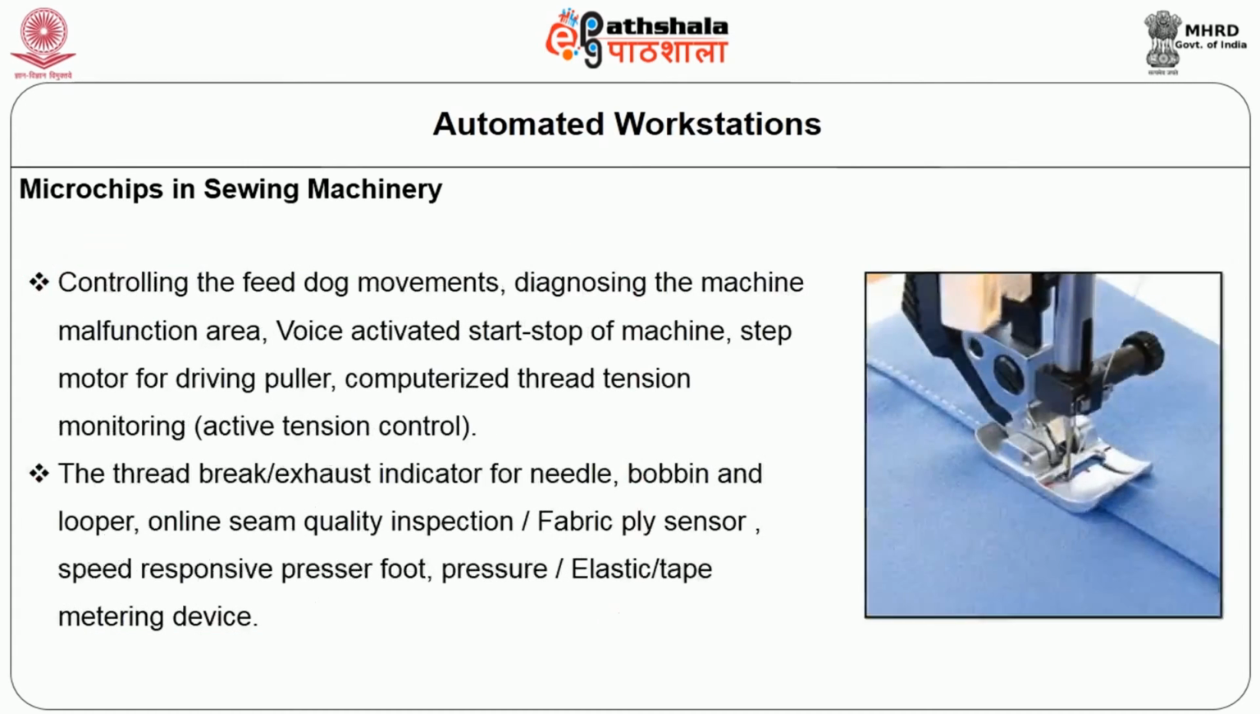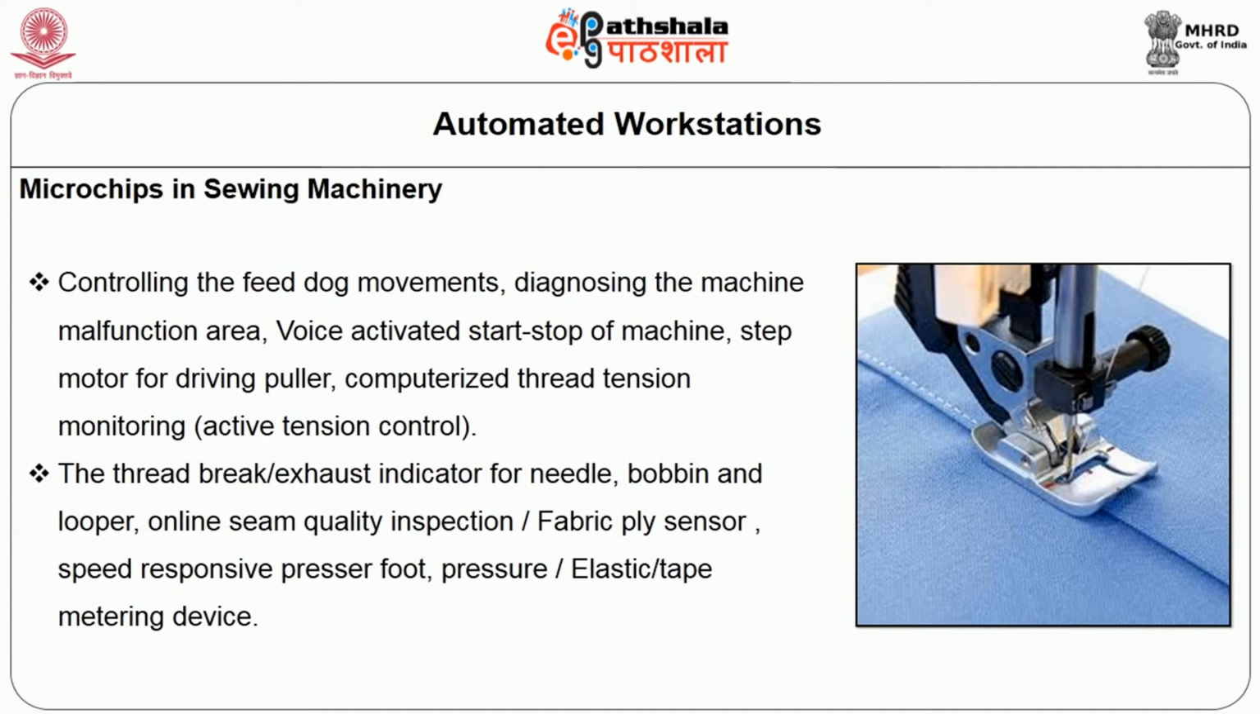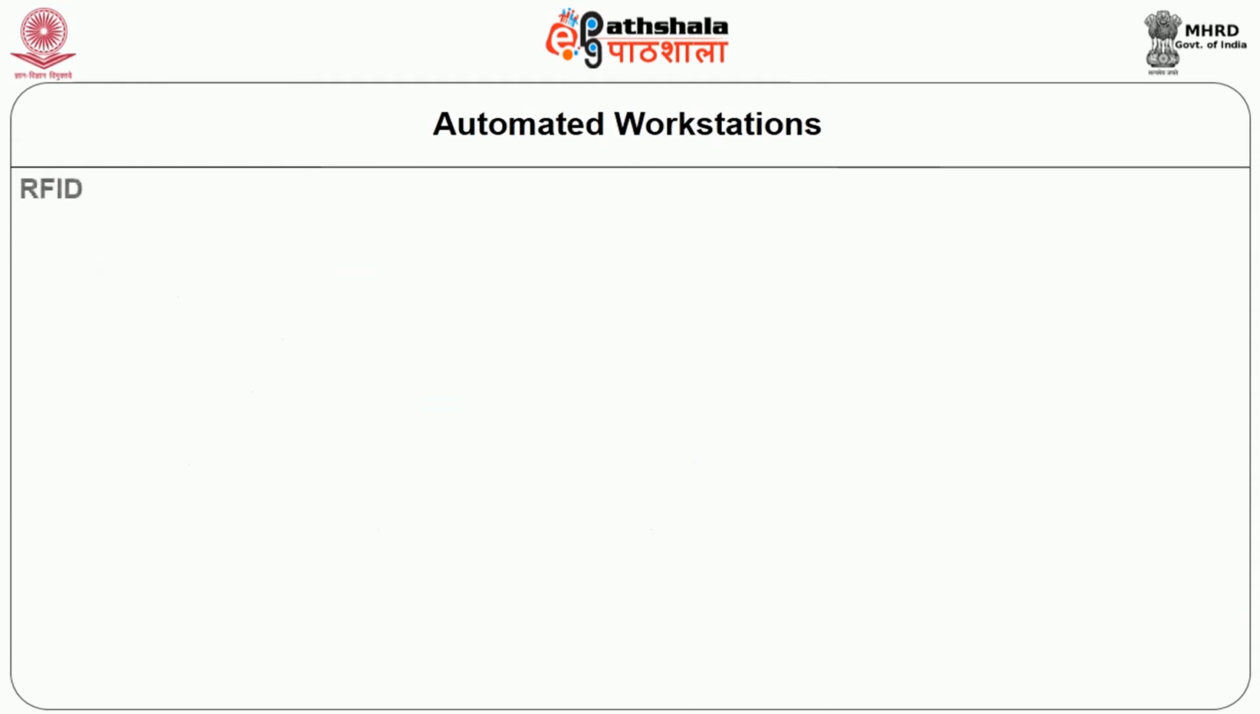controlling the feed dog movements, diagnosing the machine malfunction area, voice activated start stop of machine, step motor for driving puller, computerized thread tension monitoring, thread brake or exhaust indicator for the needle, bobbin and looper, online seam quality inspection, fabric ply sensor, speed responsive pressure foot, elastic or tape metering device.